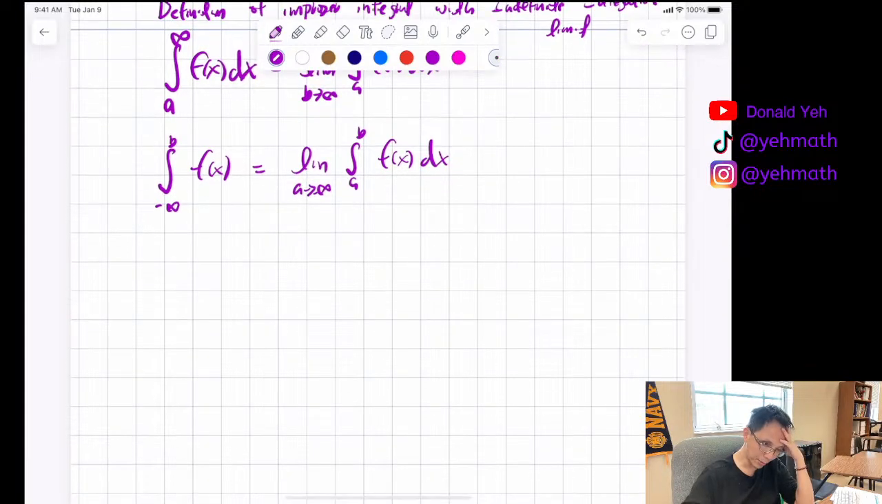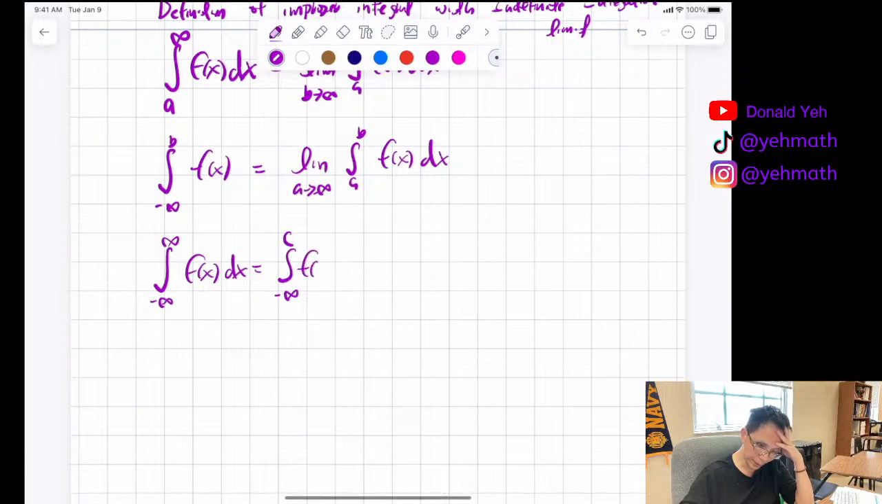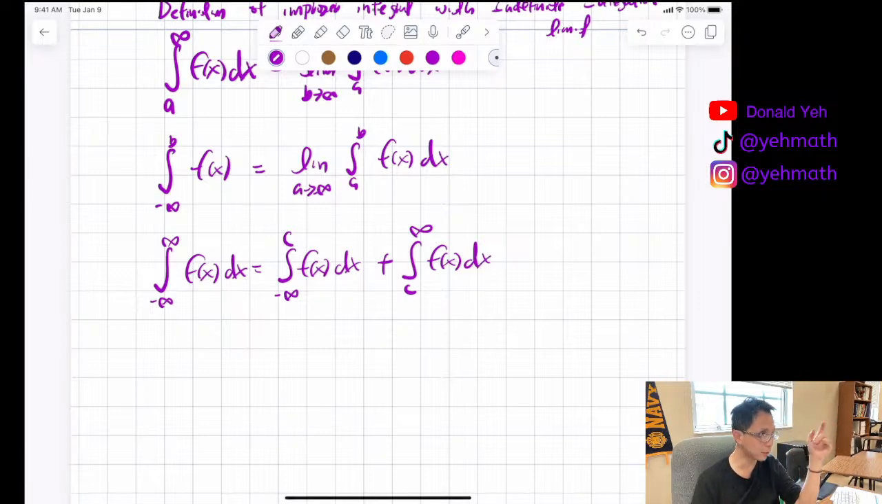Now you're going to have the last one, which is the integral from negative infinity to infinity of f of x dx, equal to the integral from negative infinity to c of f of x dx plus the integral from c to infinity of f of x dx. So you can break it up into two parts. If you have negative infinity to infinity, you can technically break it up.